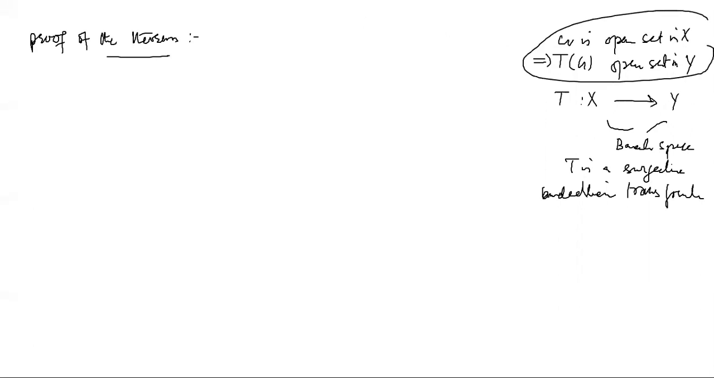So now this is not very difficult, because it will be proved easily. So let G be an open set in X. Okay, so we have to show that T of G is open. So let y belong to T of G. If I have to show T of G is open, then I have to show there is an open ball centered at y which is contained within T of G. Right?